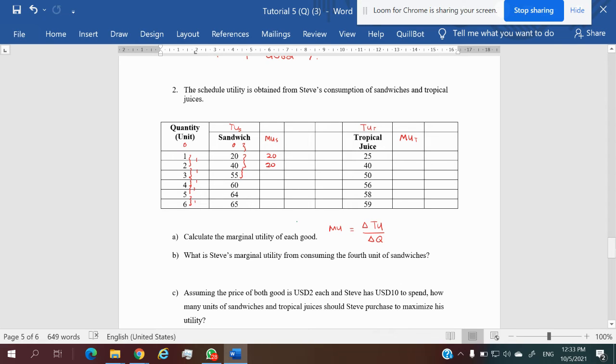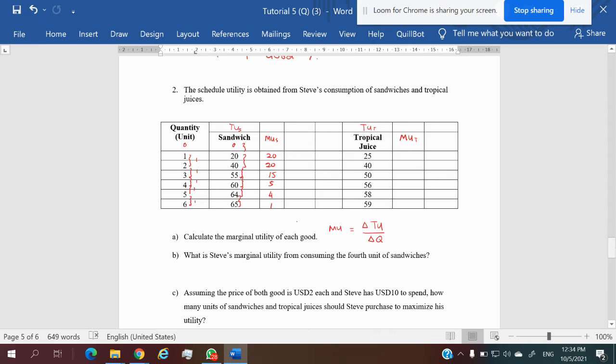55 minus 40 is 15. 60 minus 55 is 5. 64 minus 60 is 4. And 65 minus 64 is 1.